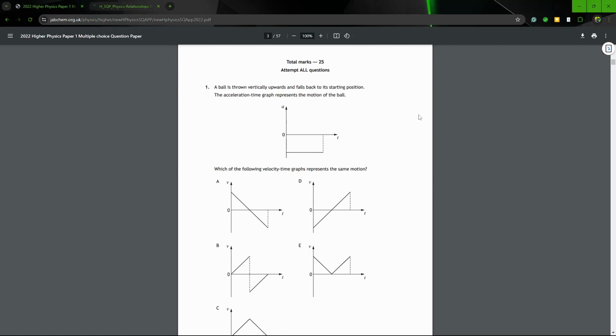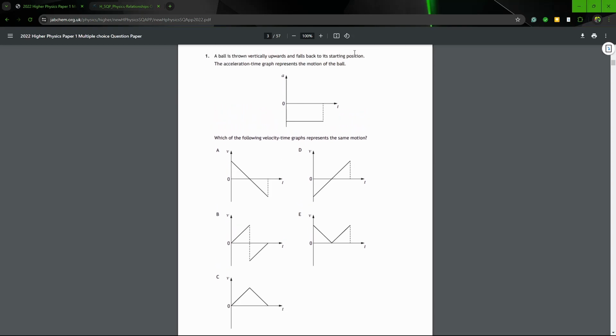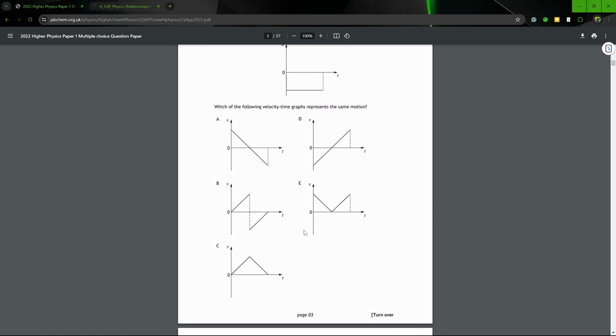A ball is thrown vertically upwards and falls back to its starting position. The acceleration time graph represents the motion of the ball. And as you can see here, this is as expected, the ball is constantly getting decelerated by gravity. Which of the following velocity time graphs represent the same motion? Well, let's have a look at all of these.